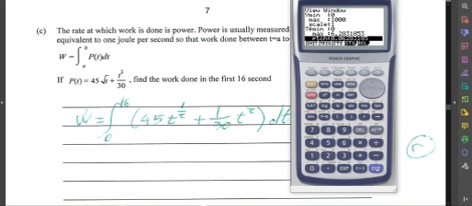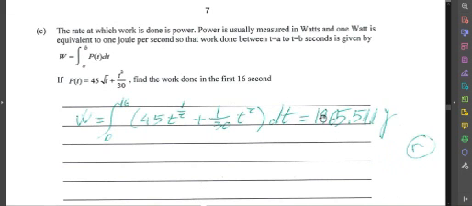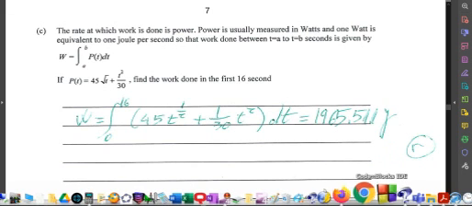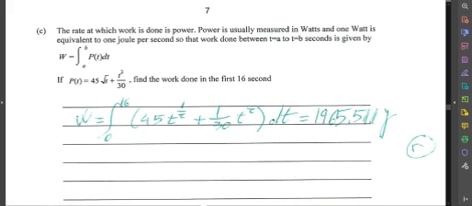And let's see. Now Shift G solve. I want to do the integral, from lower 0 and upper 16. Ta-da! 1965.5. Cool.